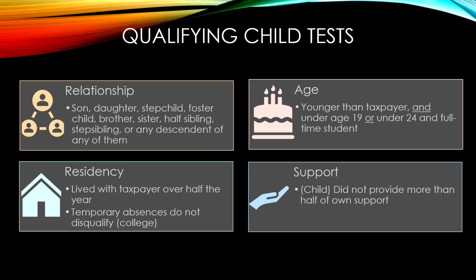The age test says that this person must be younger than the taxpayer, which largely applies to siblings, and children are generally younger than their parents. And they must be under the age of 19. If they are not under the age of 19, they could be under the age of 24 if they are also a full-time student. So college students could still be claimed by their parents.